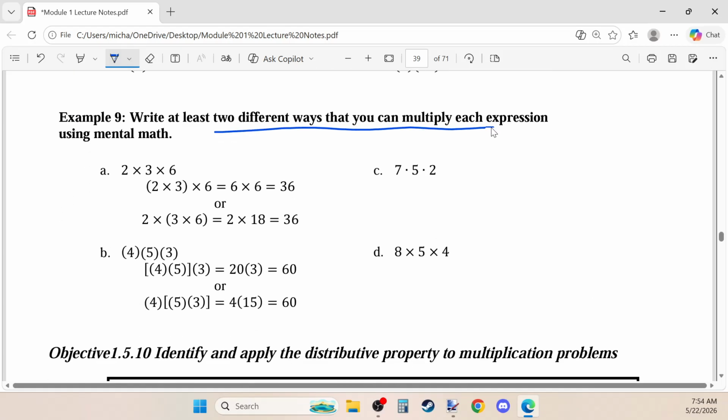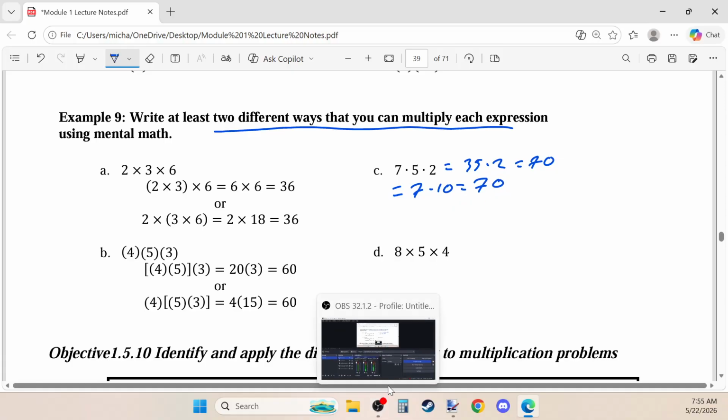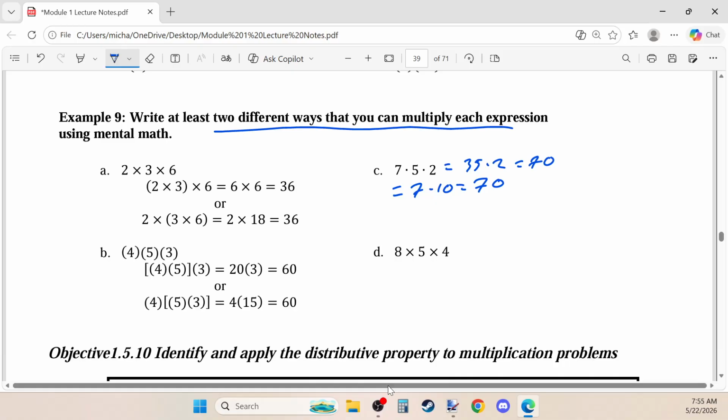Write at least 2 different ways you can multiply each expression. So this can be 35 times 2, which is 70. Or it can also be 7 times 10, which is still 70. Okay? You can do this one on your own.